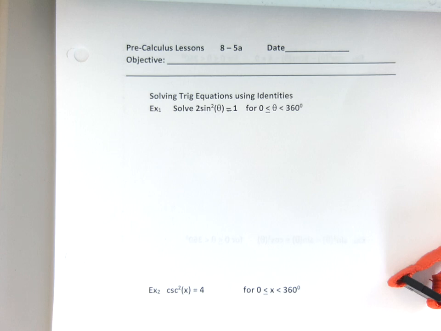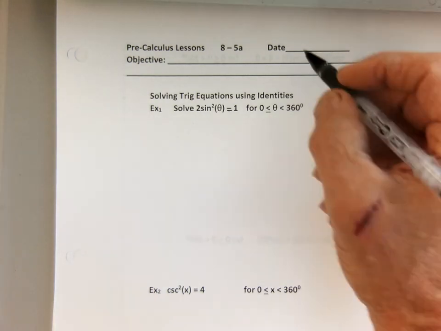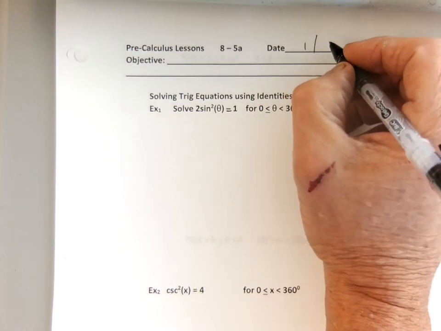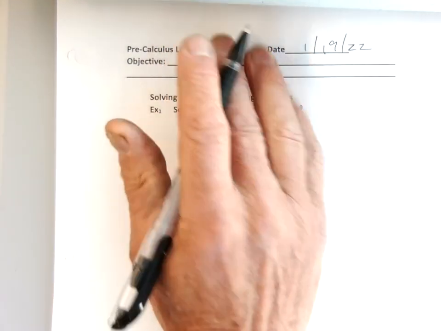Number one, let's just solve it. What would you do to solve for x? So, we are solving.